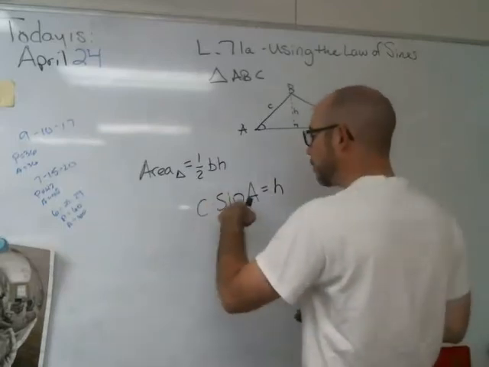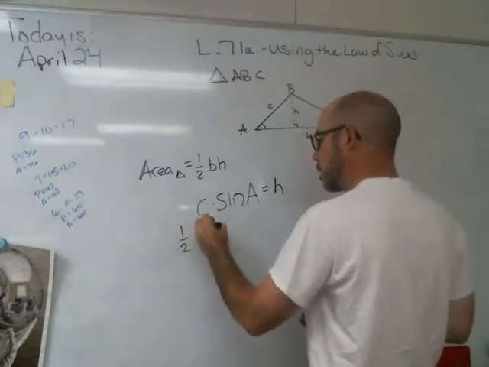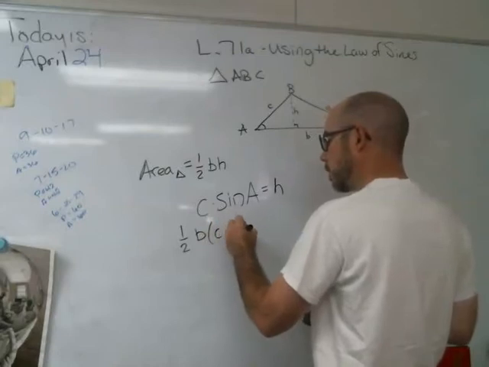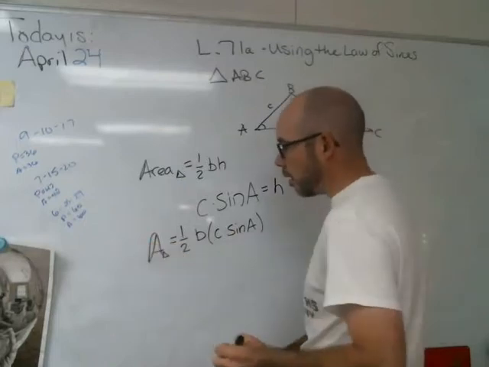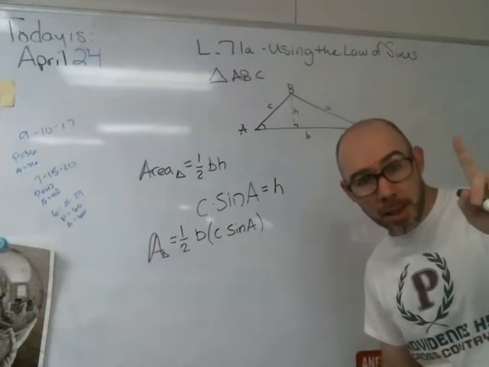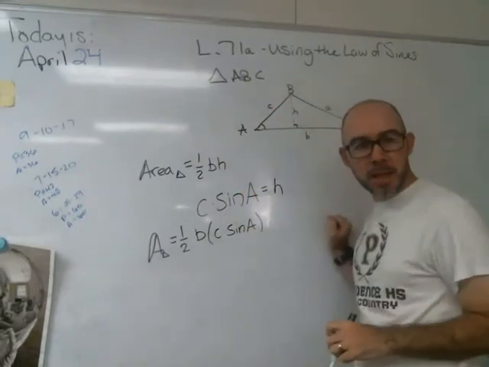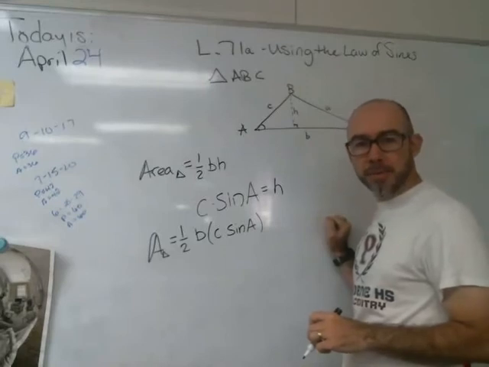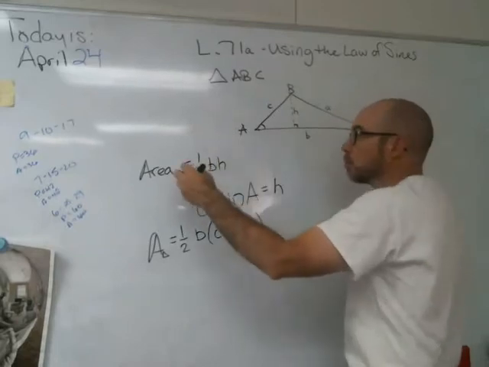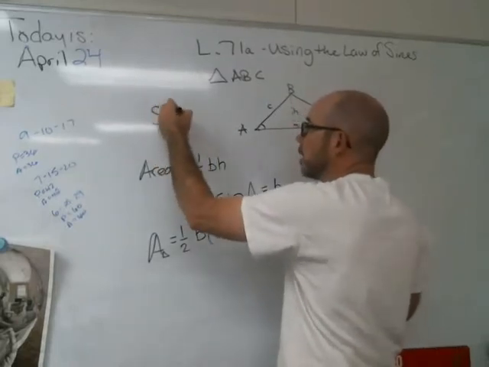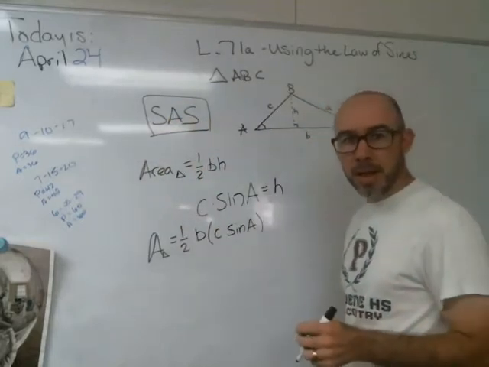Okay? And then I can just plug that in for H to get 1/2 B times C times sine of A. And there's my area of any triangle given that I've got an angle and then the 2 sides that are its rays. That is, I've got 2 sides and their included angle. That is, it's the side-angle-side condition. Side-angle-side implies a couple of things.